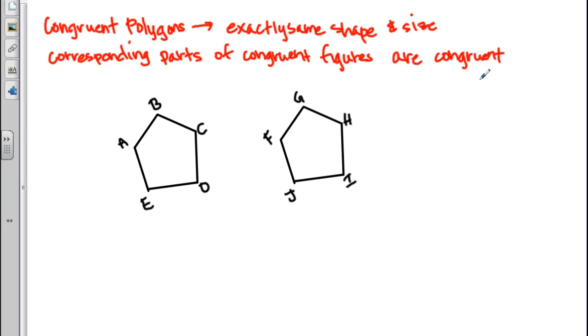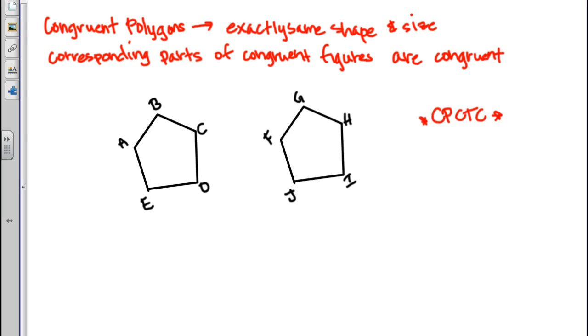Now, we will change ours a little bit because we will just talk about triangles. So we'll say congruent parts of congruent triangles are congruent. CPCTC is the abbreviation for that. Corresponding parts of congruent triangles are congruent. So we'll come back to that when we work with triangles in just a minute.